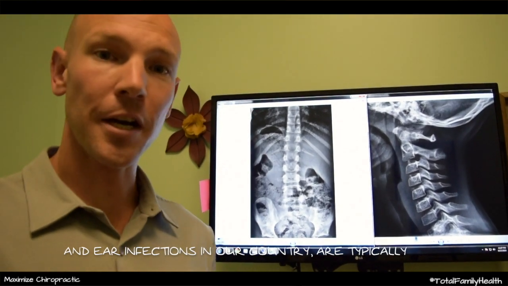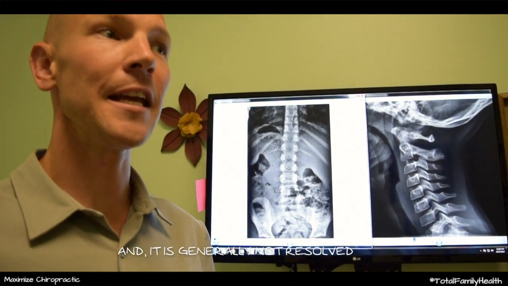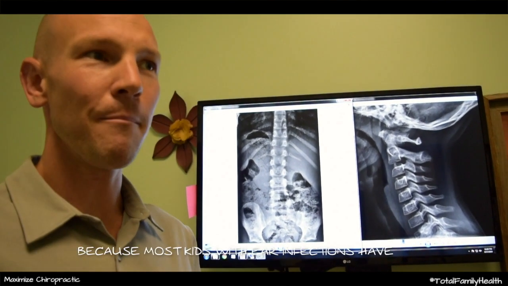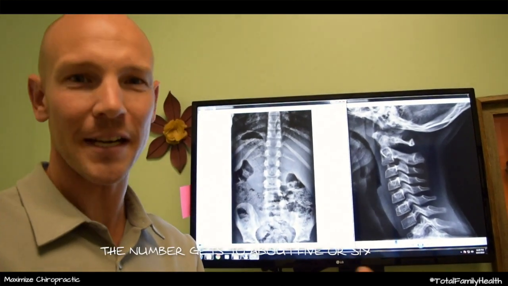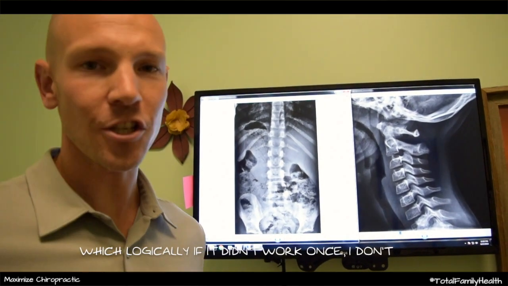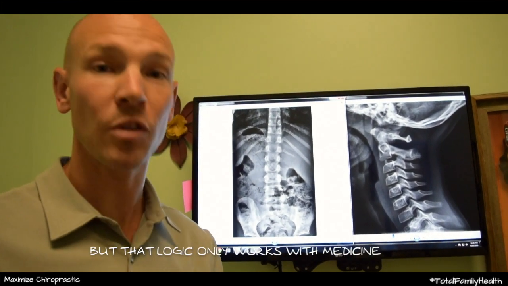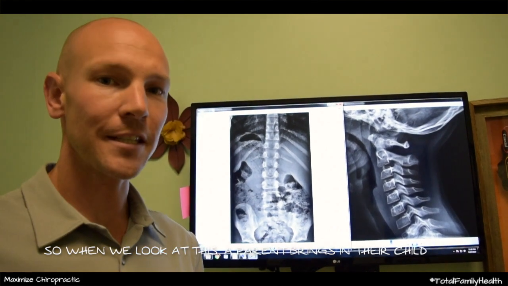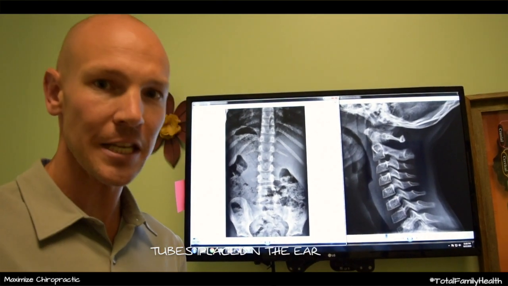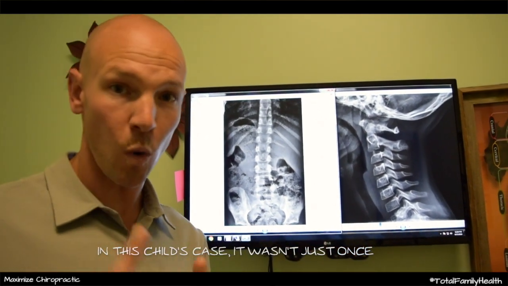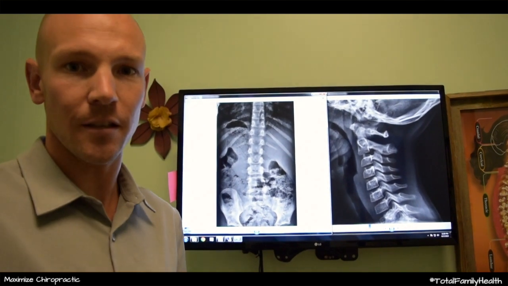And ear infections in our country are typically treated with antibiotics. And it is generally not resolved because most kids with ear infections have 1, 2, 3, and I usually see children when the number gets to about 5 or 6, which logically, if it didn't work once, I don't know why it would be tried again and again, but that logic only works with medicine. So when a parent brings in their child with reoccurring infections, they will always have tubes placed in the ear. In this child's case, it wasn't just once, but it was twice. And there is generally always an underlying infection that is happening.